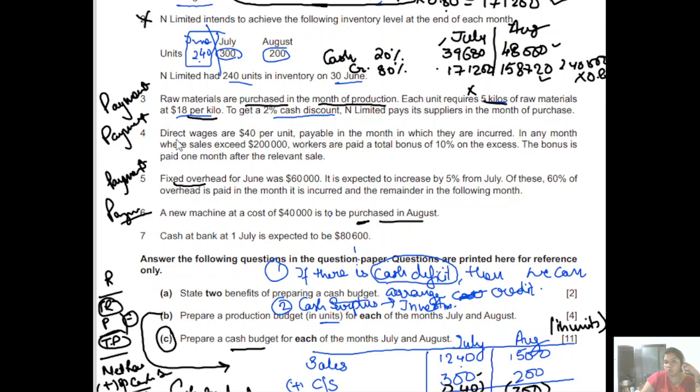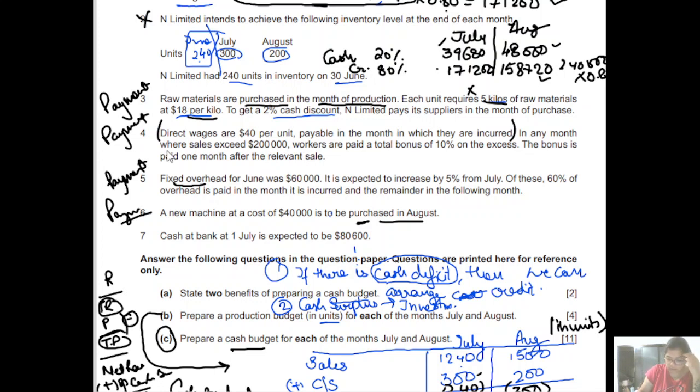Okay, so next part, in the fourth part they told you direct wages are 40 per unit. Whatever unit you produce, you have to pay $40 as wages for one unit. Okay, now payable in the month in which they are incurred. So now the problem is solved. We are going to pay wages in the respective month only.